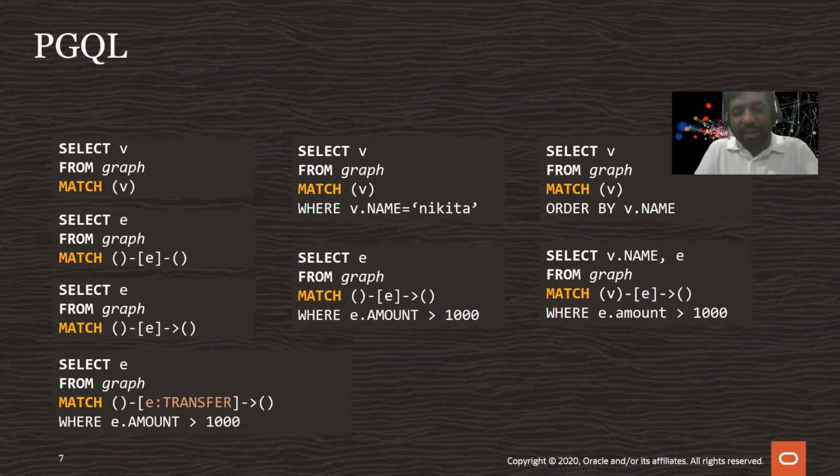You can also match it like a pattern, like who has transferred. So you can basically say, give me the list of transactions which matches one of the properties.